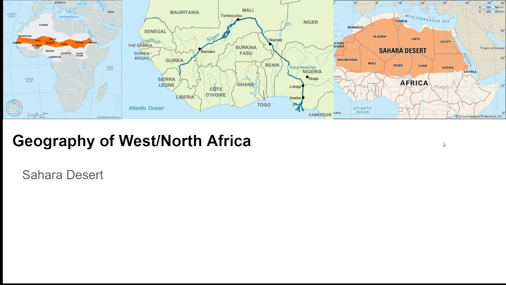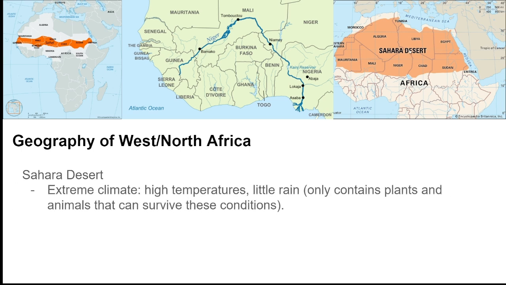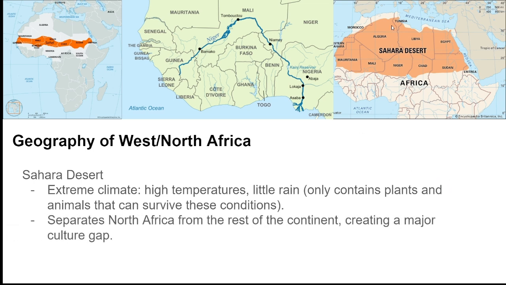First is the Sahara Desert, right here. It has an extreme climate, with high temperatures up to 136 degrees Fahrenheit. Very little rain, meaning only certain plants and animals that can survive these conditions live in this area. It separates North Africa up here from the rest of the continent, which creates a major culture gap between the people of those two areas.